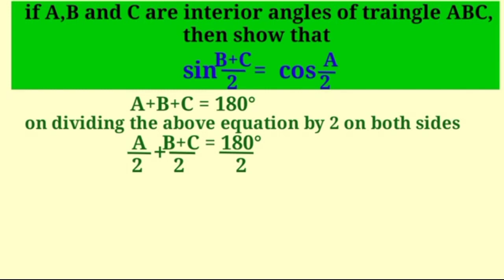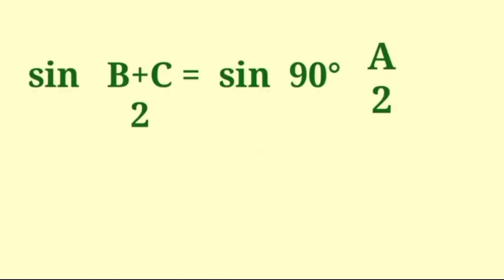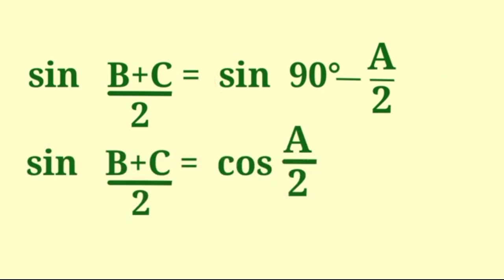Now transpose A by 2. Then we get (B plus C) by 2 equal to 90 minus A by 2. On taking sine ratio on both sides, we get sine of (B plus C) by 2 equal to sine of (90 degrees minus A by 2). Here sine of (90 minus A by 2) equal to cos A by 2. So that sin of (B plus C) by 2 equal to cos A by 2.